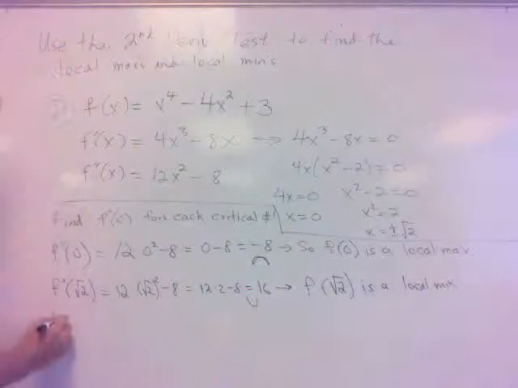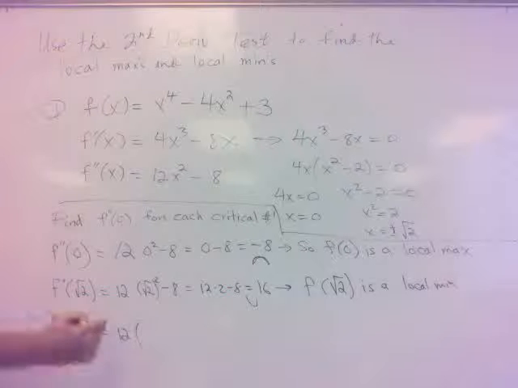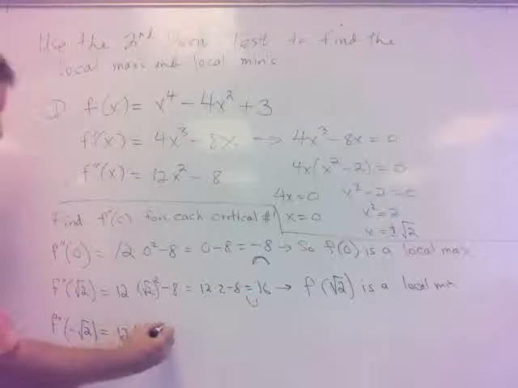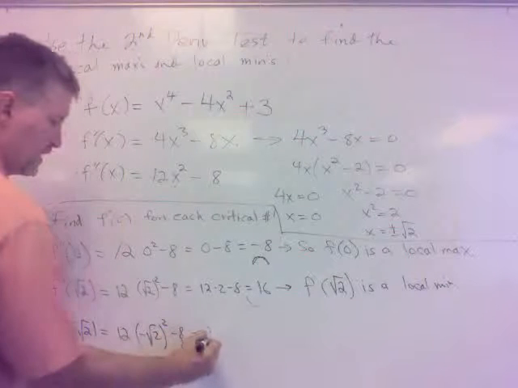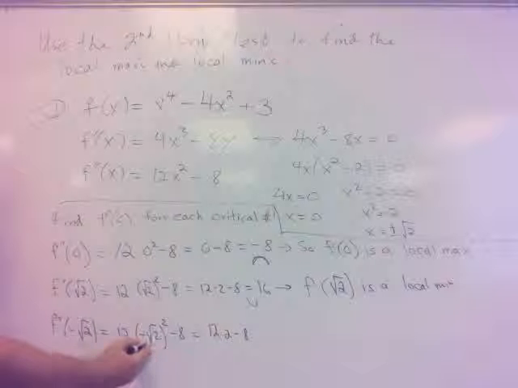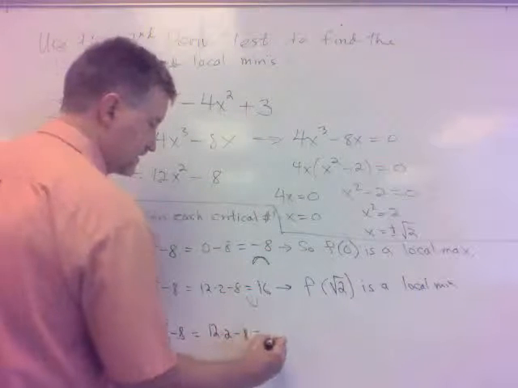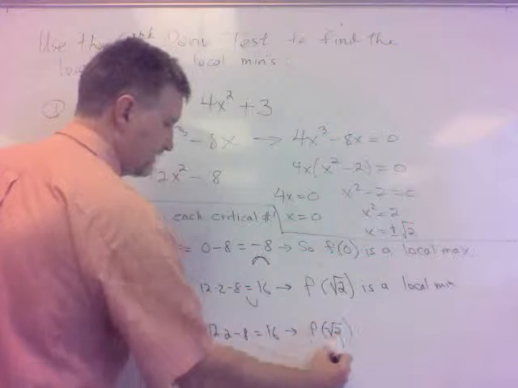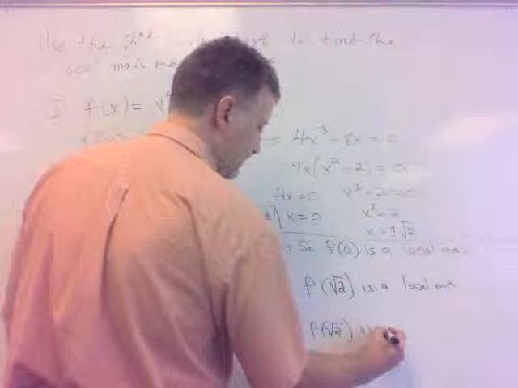And then f double prime at negative square root of 2. Well, plug that in. Again, plugging in the second derivative. It's 12 times negative square root of 2 squared, then minus 8. That's going to be about the same thing, isn't it? Negative square root of 2 squared is a positive 2 again. So that's still 24 minus 8. That's 16. So guess what? At negative square root of 2, again, we have a local min.